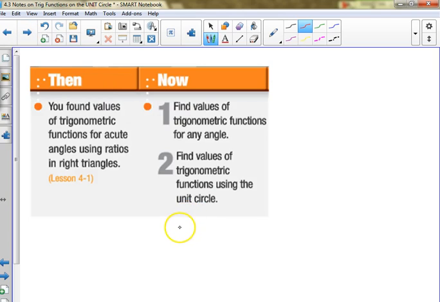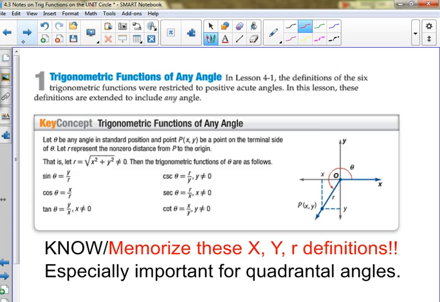We found trig values for acute angles using right triangles in the past. We're going to continue to do that, but we're going to use the right triangle that's on the unit circle. So we have to know something about reference angles. Reference angles are really, really, really important, okay? These definitions are also important, okay? The definitions of the 6 trig functions are not just opposite over hypotenuse, or adjacent over hypotenuse.